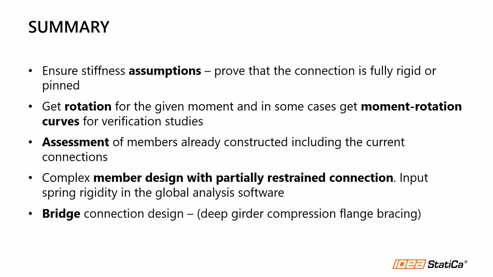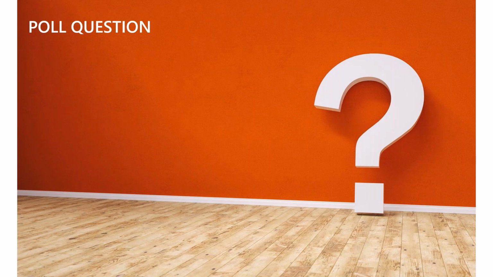So this was a case where the user was assessing deep girder compression flange bracing. In this case, as the deep girder is kind of tall, it's really flexible. So it is important to consider the real stiffness of these connections from the bracing to the deep girder, right? Right, let's continue.